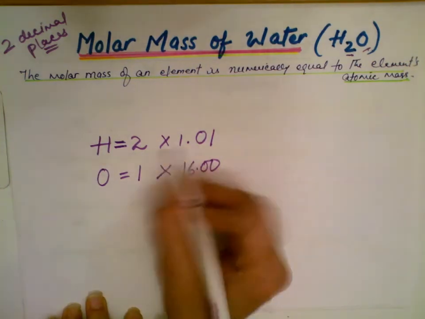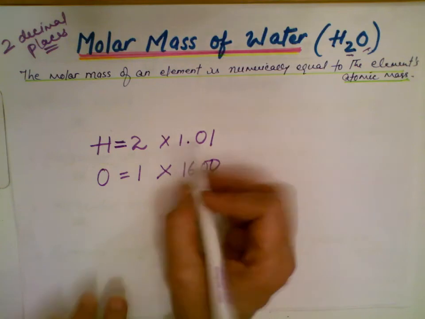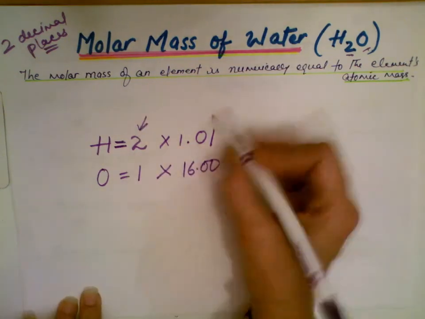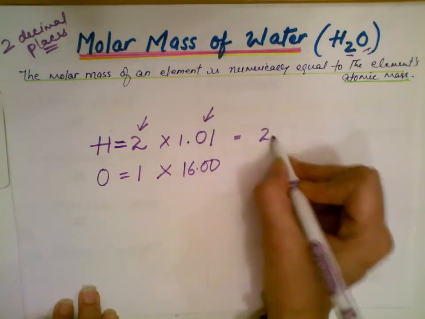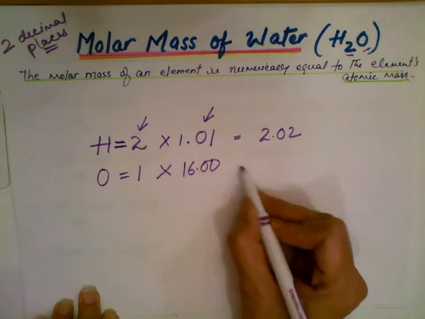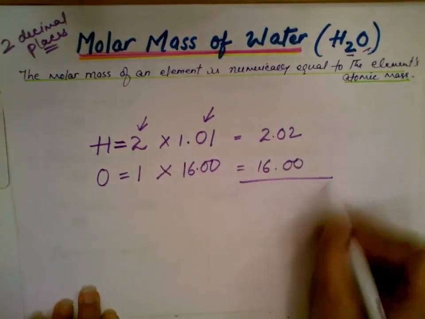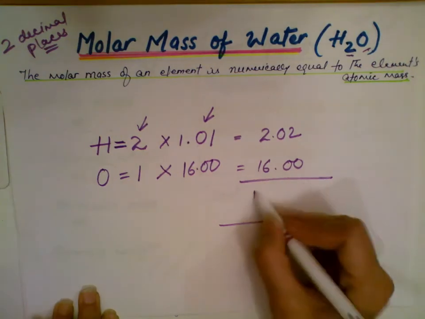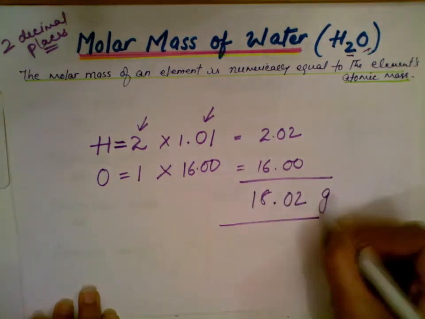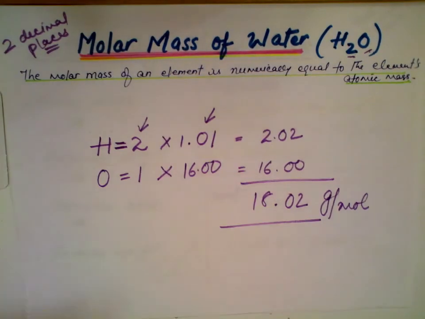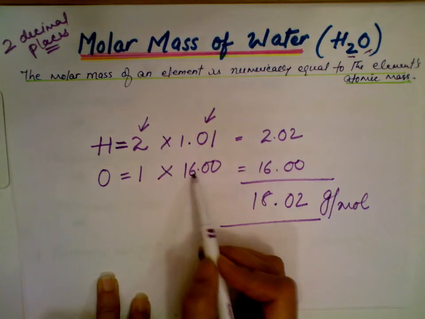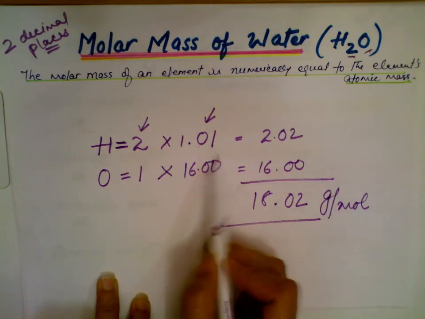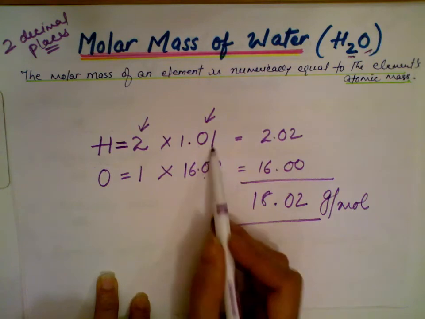And you are going to multiply these number of atoms and then this mass of 1 mole, and you're going to get 2.02 here. When you multiply this, here you're going to get 16.00. Add both of these molar masses and the total mass is 18.02 grams per mole. Don't forget to write the units. It's important that you write the units. So don't make a mistake of adding these 2 numbers, because yes, they are molar masses. However, these are the molar mass of only 1 mole.